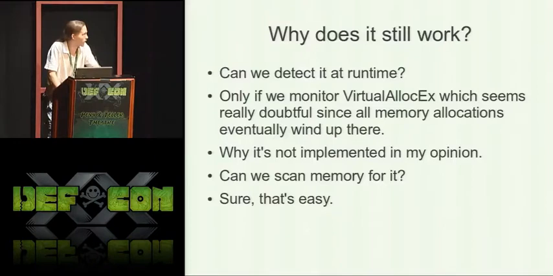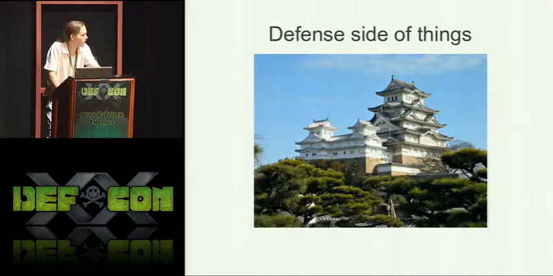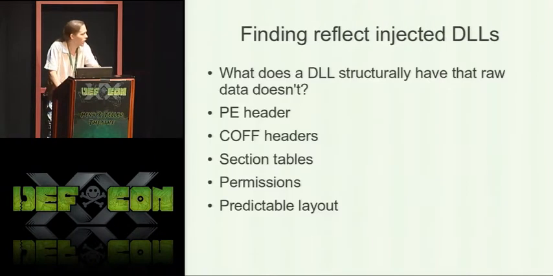Yes, we can scan memory for it. From the defensive side of things, to find reflectively injected DLLs, we could look for executable space, walk backwards from that, and look for PE headers. If they started finding ways around that, we could start looking for something that looks like COFF signatures. Section tables are technically part of the PE header.